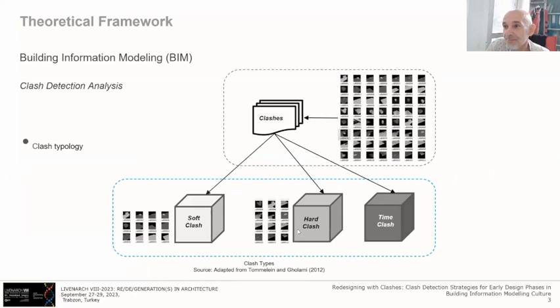Pournelain and Golabchi suggest that clashes can be categorized into three groups. The first one is soft clash, the second one is hard clash, and the last one is time clash. Soft clash, or clearance clash, is a failure caused by insufficient space between the components. In a hard clash, two building components occupy the same space completely or partially. Time clash, in contrast to the definitions of soft and hard clash, includes spatial challenges to constructability or operability.